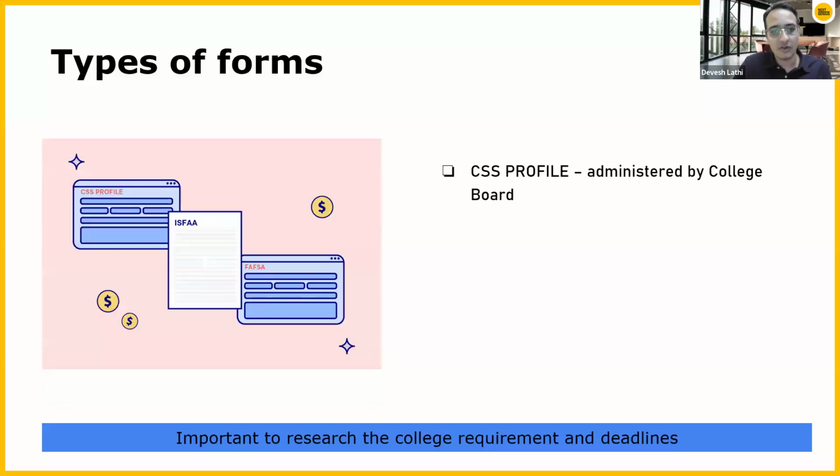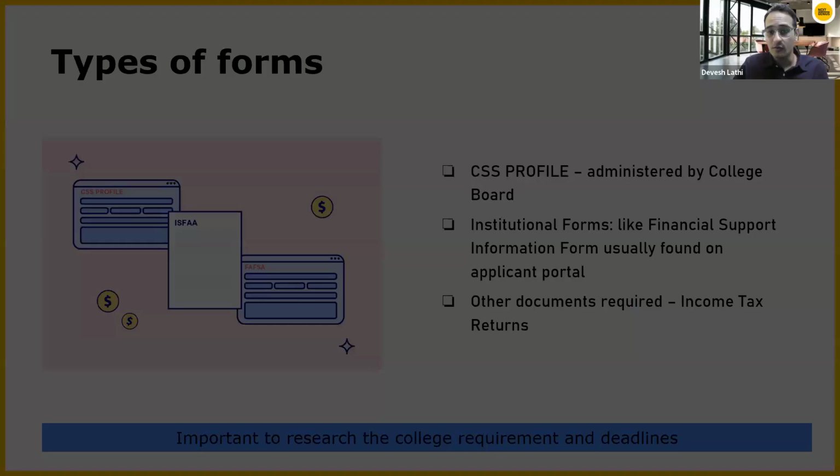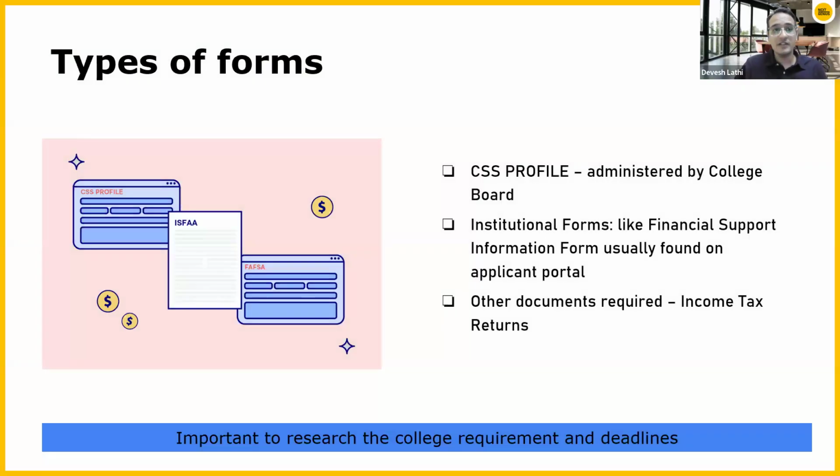So let's talk about the different kinds of forms that you will need to look at. The first one is the CSS profile. The CSS profile is what we're going to go through now. CSS profile is used by colleges to offer institutional grants, which means it's used to offer the need-based financial aid, which is offered by the specific institution or the university that you are submitting the CSS profile to.